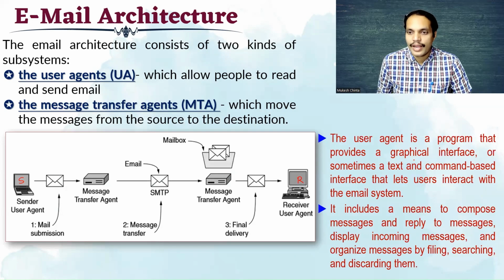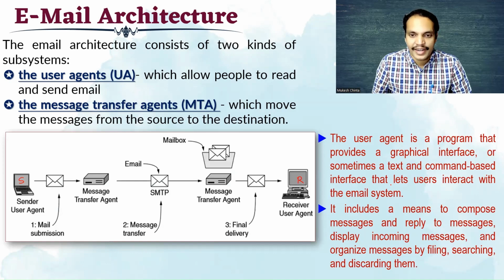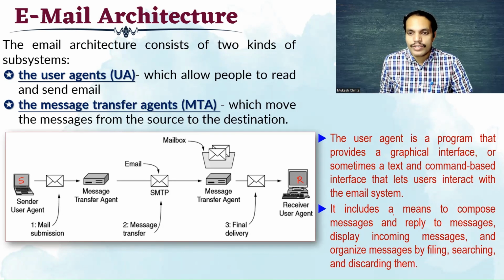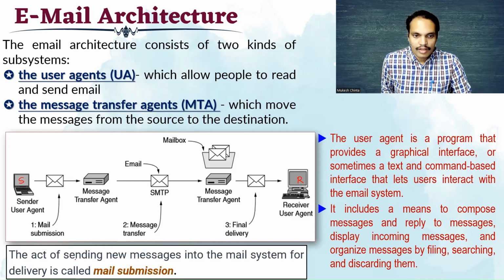Okay. Now, the user agent is a program that provides a graphical interface or sometimes a text and command-based interface that lets users interact with the email system. Simply put, you open the email client and then compose a message. It allows you to type the message, add any attachments if needed and then send it, isn't it? It includes a means to compose messages and reply to messages, display incoming messages, and organize messages by filing, searching, and even discarding them. Now, this process, the act of sending new messages into the mail system for delivery, is called mail submission. That is our point number one here.